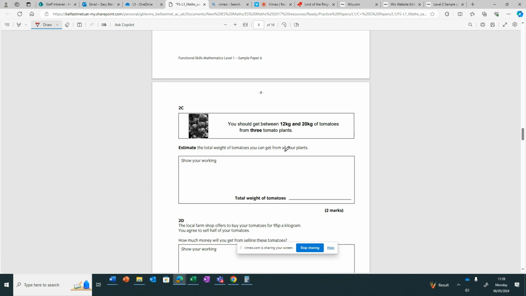You should get between 12 kilograms and 20 kilograms tomatoes for 3 tomato plants. Well, what's that mean? Well, you can pick any number between 12 and 20. It says you get between. I'm going to pick 12 because I know 3 and 12 have a connection. So what we say there is that every 3 plants gives you 12 kilograms. So that means 12 kilograms is broken up between 1, 2, 3 plants. When you break something up or divide it or share it, you're dividing. So 12 divided by 3 equals 4.